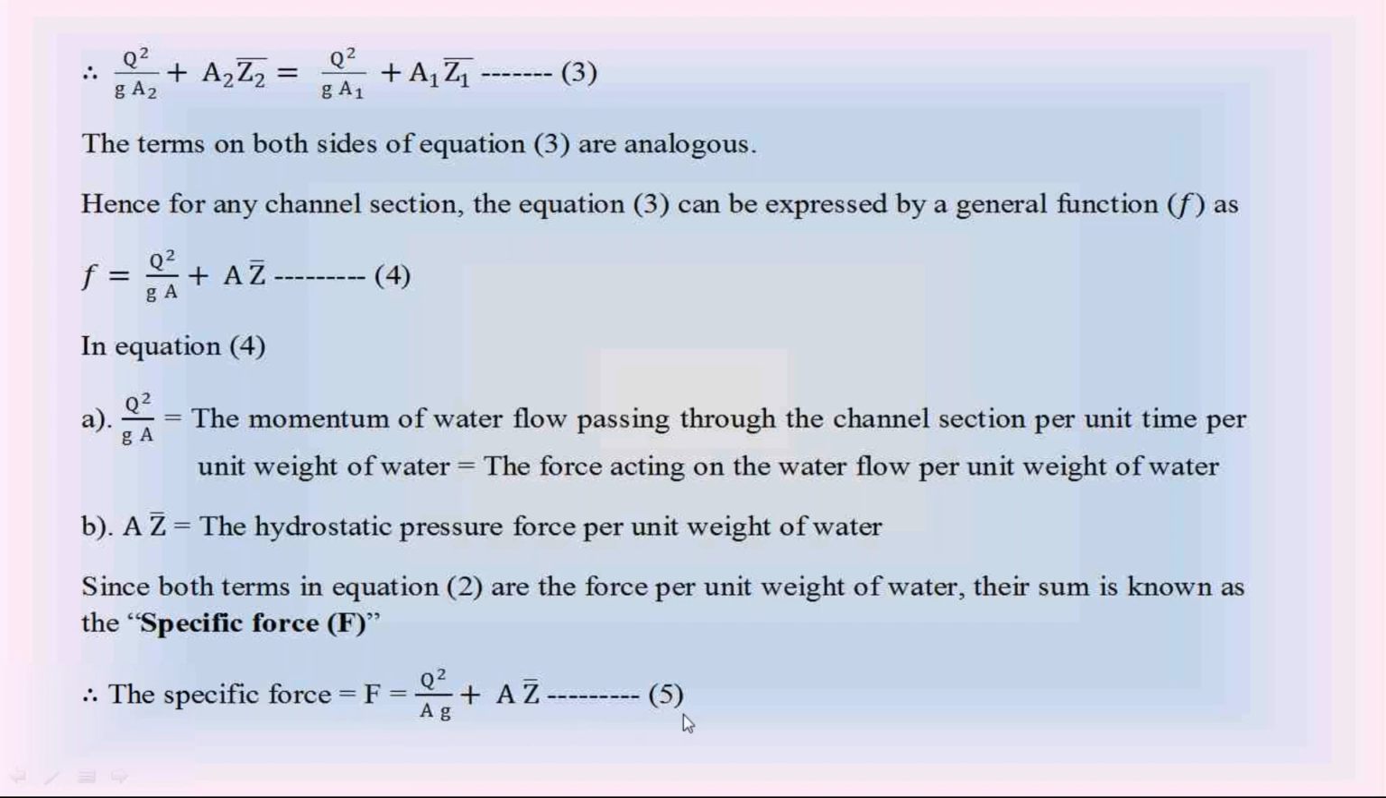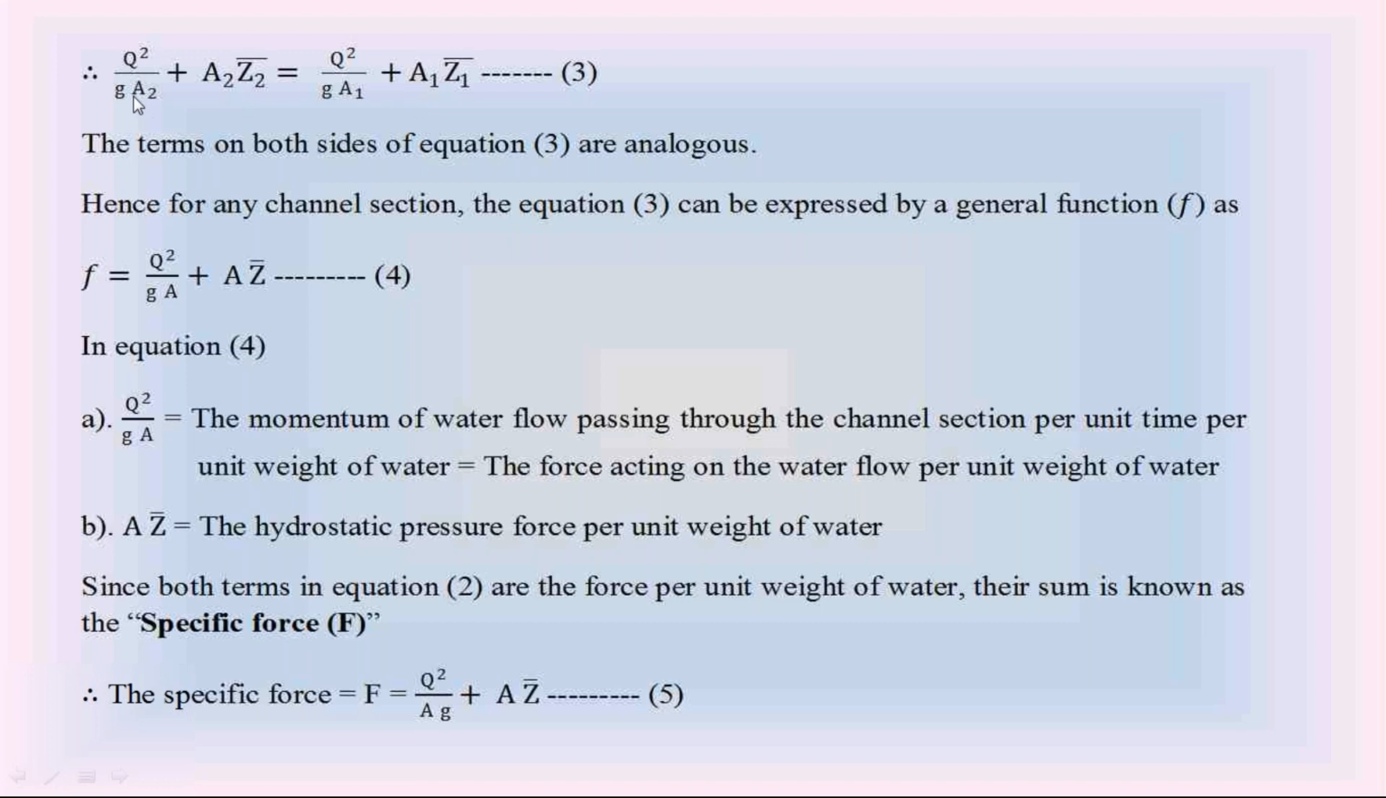Then from this equation 5 and equation 3, you will get the relationship F1 is equal to F2. From equation 3 and equation 5, the left hand side is q square by gA2 plus A2 Z2 bar, which is F2, and the right hand side is q square by gA1 plus A1 Z1 bar, which is F1. So from equation 3, you will get the result F2 is equal to F1.